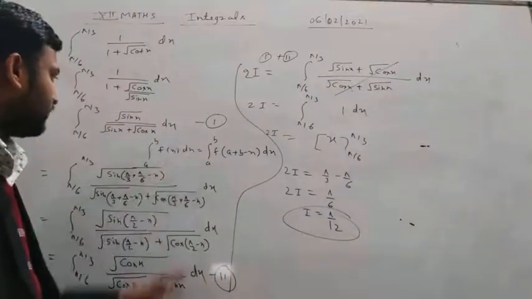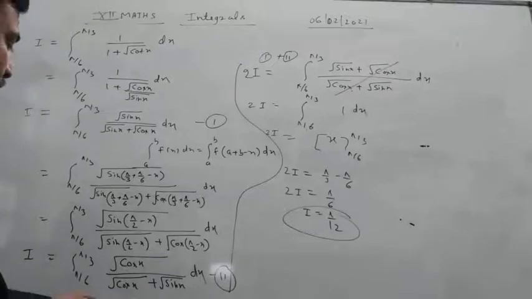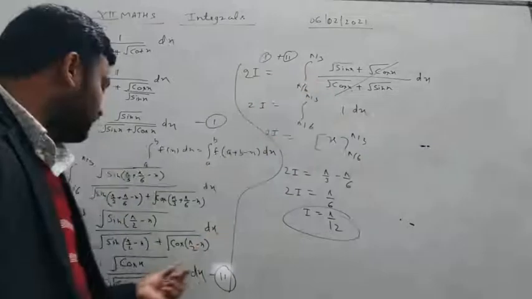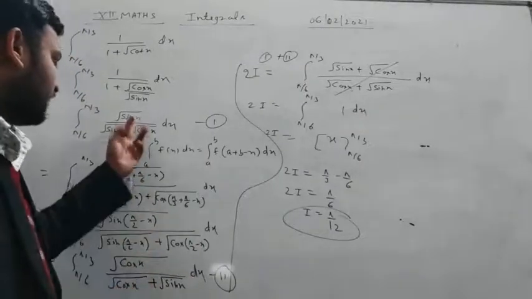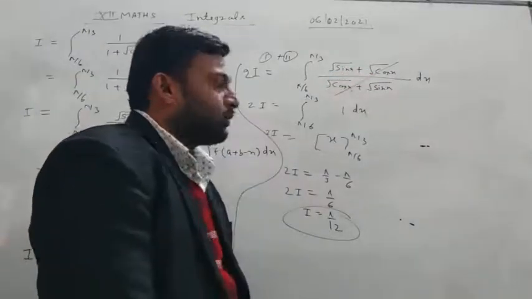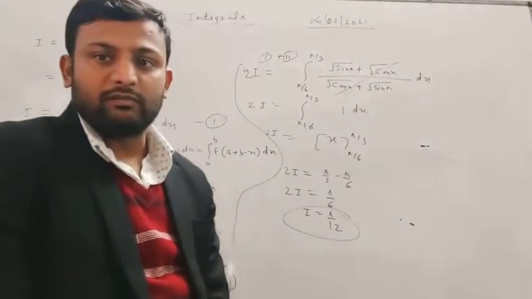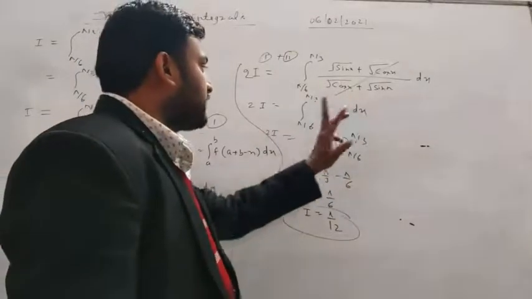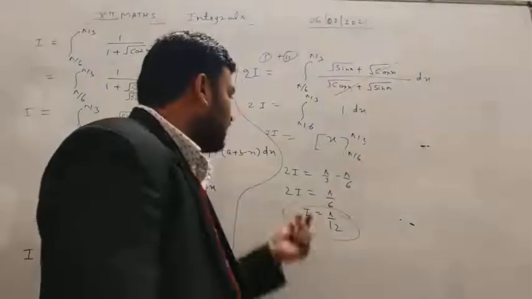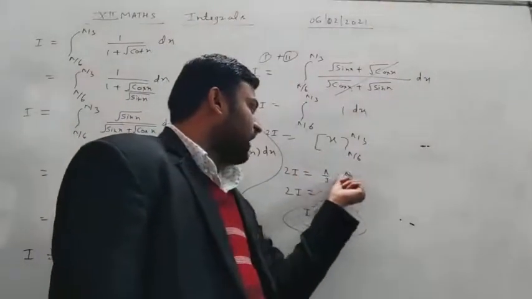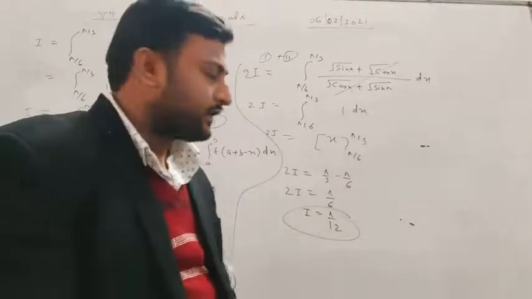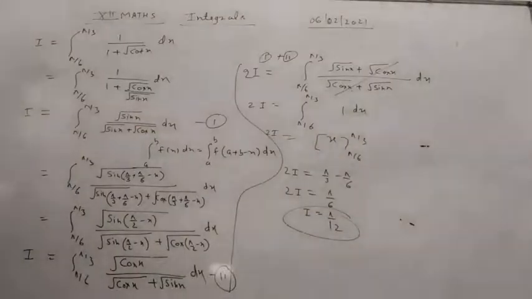When we add these two equations, students, we get 2I is equal to the integral from pi by 6 to pi by 3, and the denominators of these two are the same and the numerators will add, and this will be root sin x plus root cos x by root cos x plus root sin x. So students, we can easily cancel it and we get 1 dx. So our 2I is x from pi by 6 to pi by 3, and students, 2I is pi by 3 minus pi by 6. So our I is equal to pi by 12. I hope you understand, students. Now we move to the next question, students.